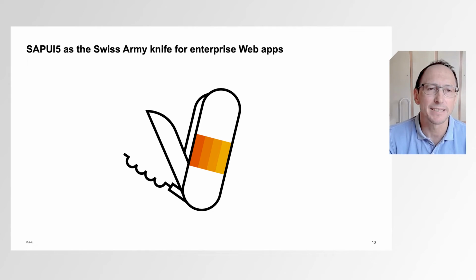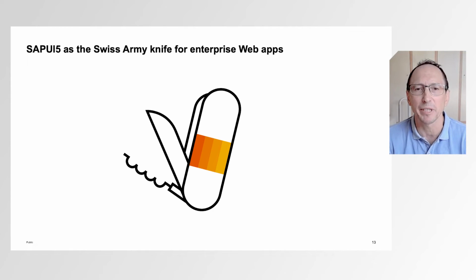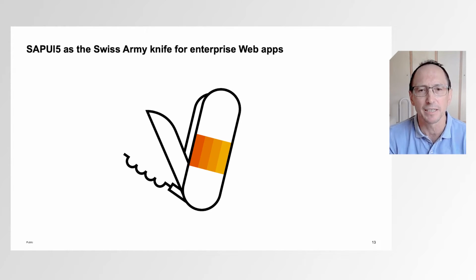Many people see SAP UI5 as the Swiss Army knife for enterprise web applications. You have everything at your fingertips. It's very efficient and it's robust and proven. However, there are also critics saying that if you just need a knife, it's a bit too much.